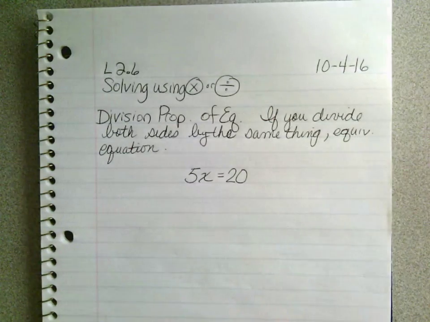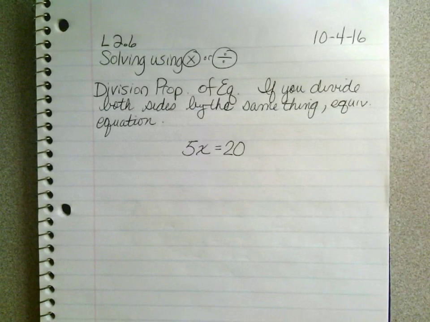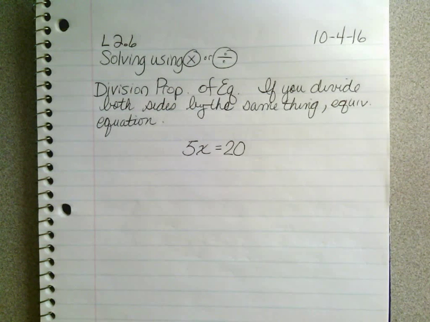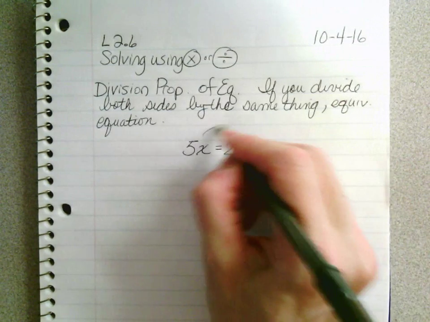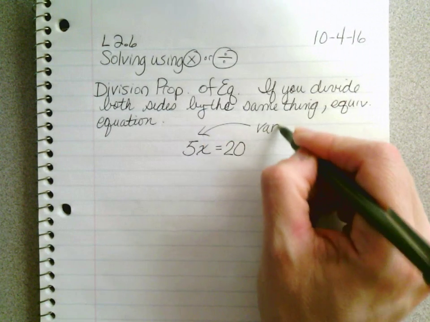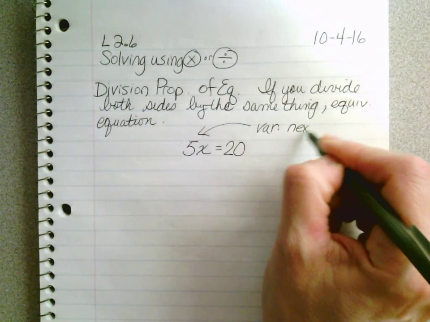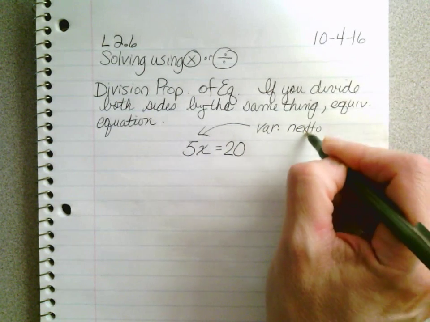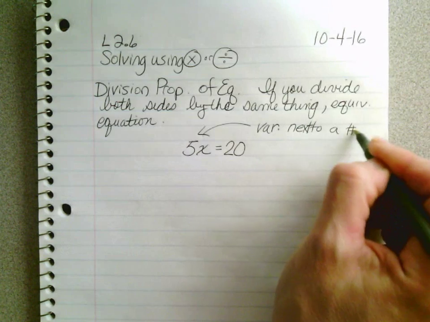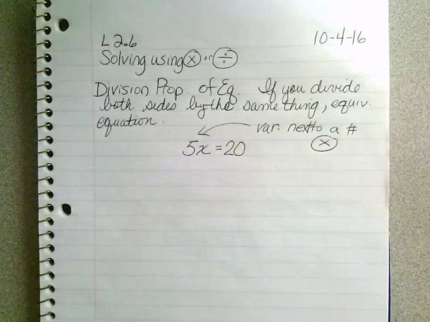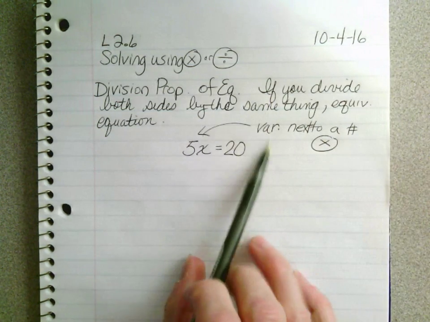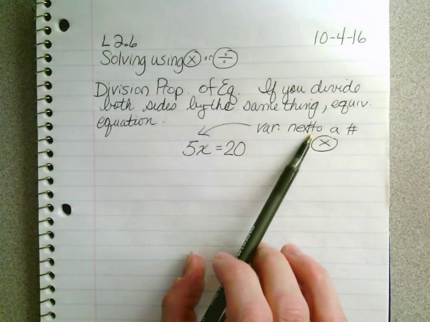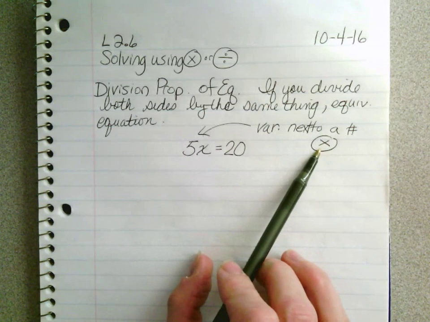Would you agree? That's a possibility? Yeah. And since you all know your math facts, you're probably going to tell me that x is 4, right? X is 4, Mrs. Myers, because 5 times 4 is 20. Remember, when you have a variable next to a number, it means multiply.